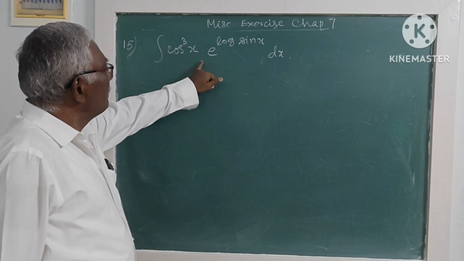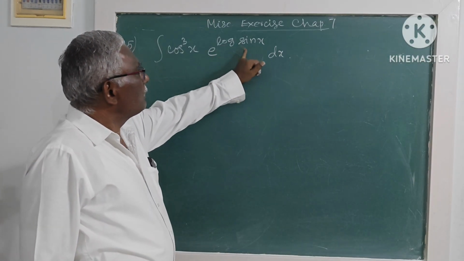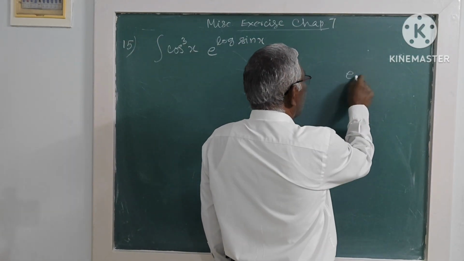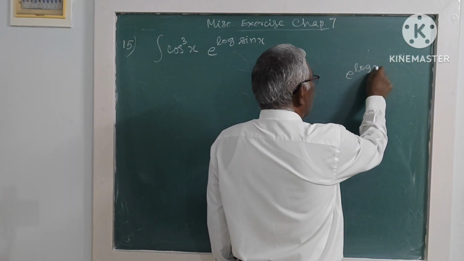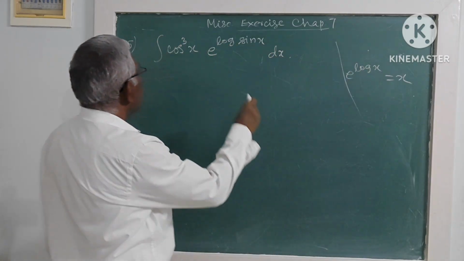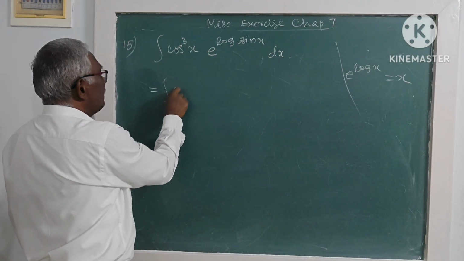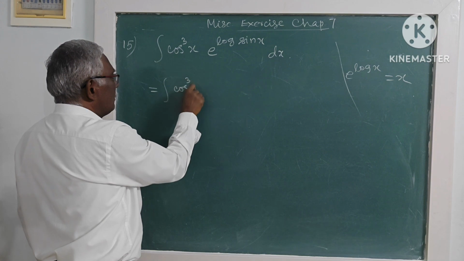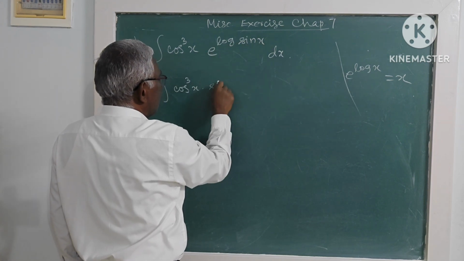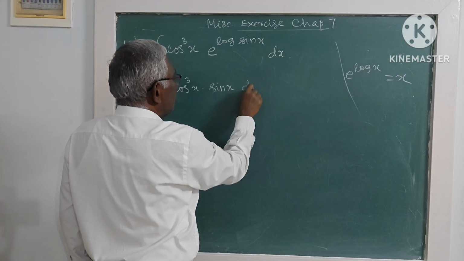We have to evaluate this integral: integral cos cube x e power log of sin x dx. We know e power log x is equal to x. Then we can write this as integral cos cube x, e power log, this is nothing but sin x, dx.